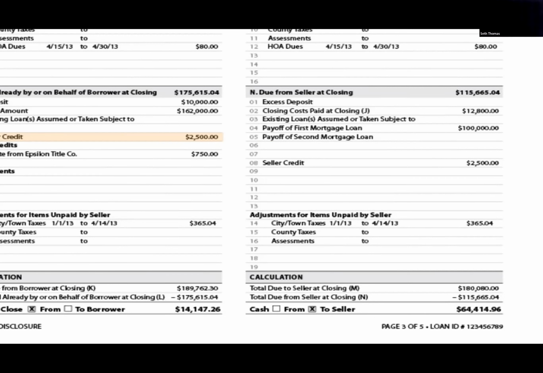Y'all don't forget about Danielle's mom's story. Exactly. So when you look at this, can we see that this seller is paying off their mortgage note? Yes, they're paying $100,000 to pay off their mortgage note. That would be important for the buyer to know, because remember, if that doesn't get paid off, that lien stays what, folks?